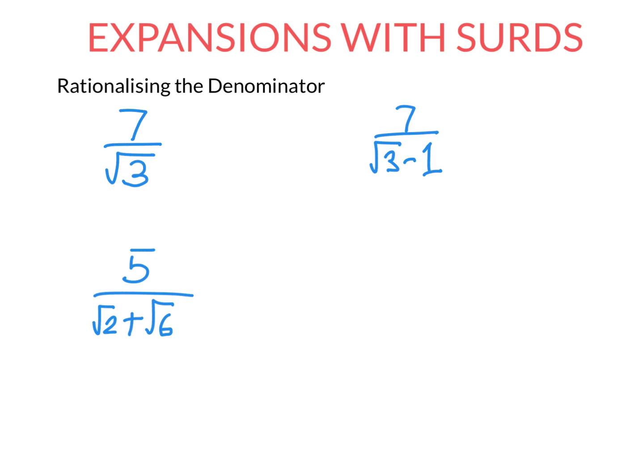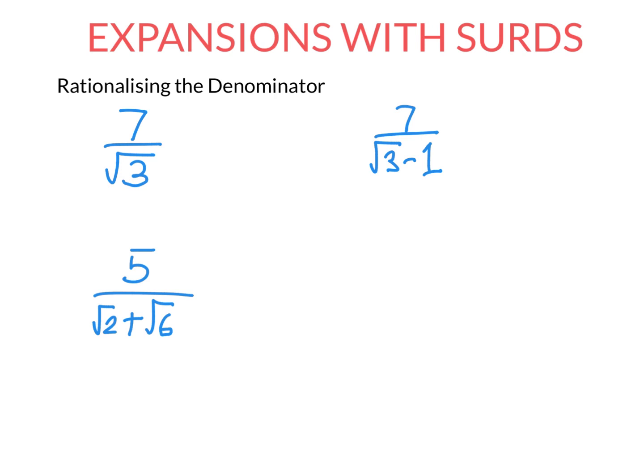Well, here is a fraction. Denominator is what's on the bottom. See, in this fraction here, the denominator is an irrational number. Root 3 is irrational. It's a surd because 3 is not a perfect square. So when we rationalize the denominator, we want to change this bottom number to a rational number.